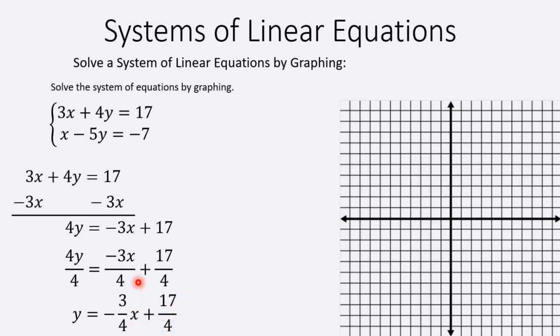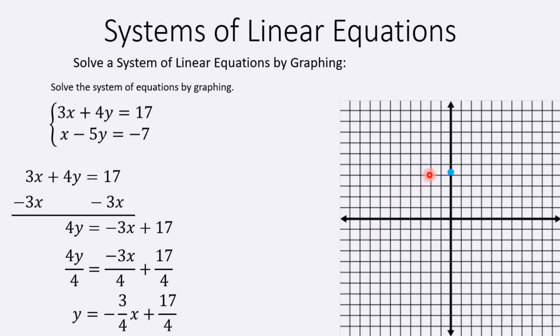The y-intercept: if x is 0, the y value is going to be 17 over 4. 17 over 4 is a little bit more than 4, like 4 1/4. So I go up to about 4 1/4, and I'm going to put a dot here at 4 1/4. And then from here, I'm going to follow this slope, rise -3 actually, and run +4.